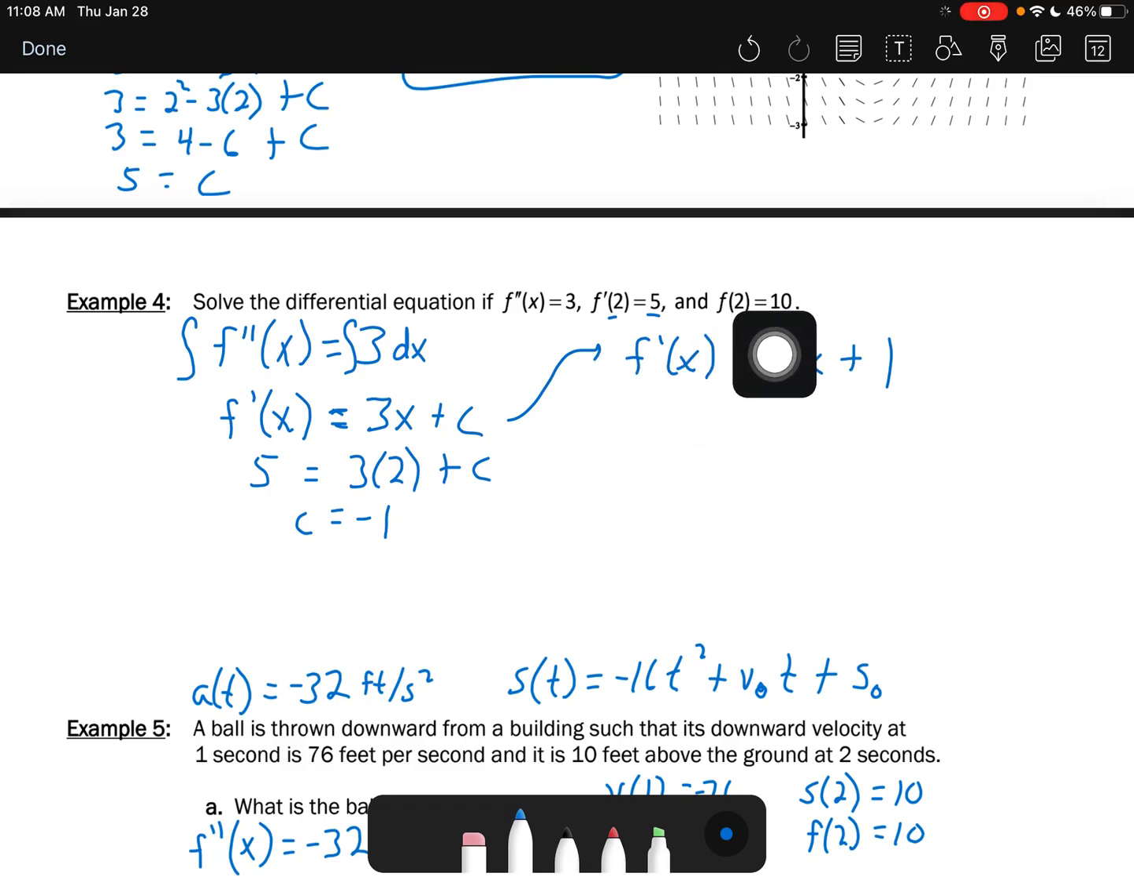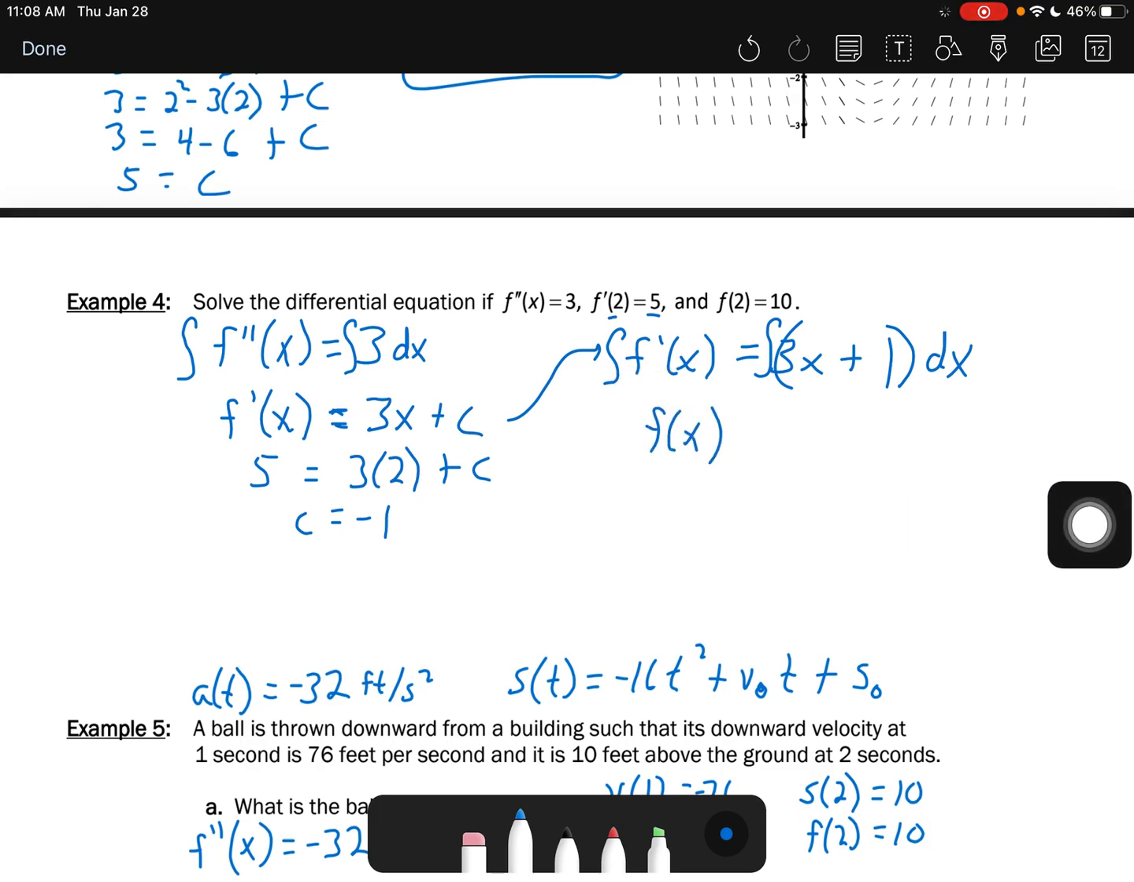Now I'm going to use this next piece of information. First thing I'm going to do is integrate again, because I need to get down to f of x. So I'm going to integrate here, and I'm going to integrate this side, dx. Now I have the first derivative, and the integral of that is just the function itself, f of x. The antiderivative of 3x, the power of 1, is going to be 2 divided by 2, so 3 halves x squared, and the integral of the constant negative 1 is just going to be negative x, and then I have to put a plus c at the end.